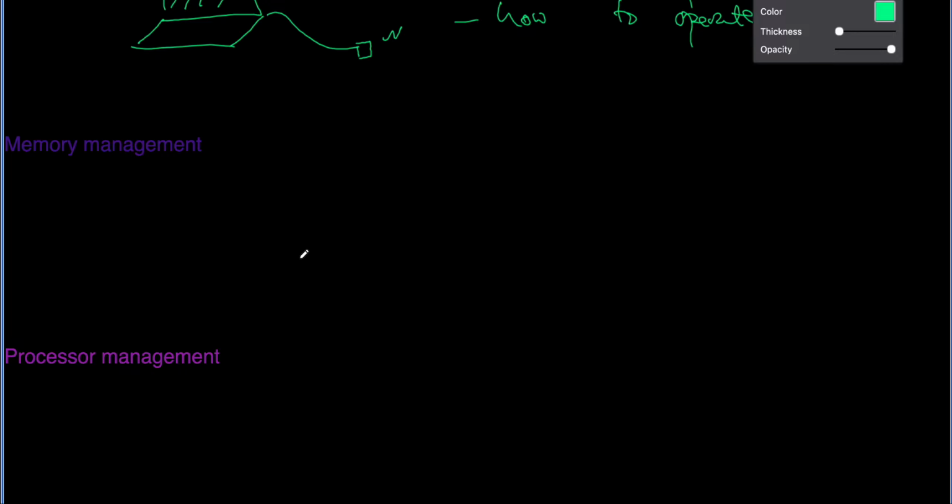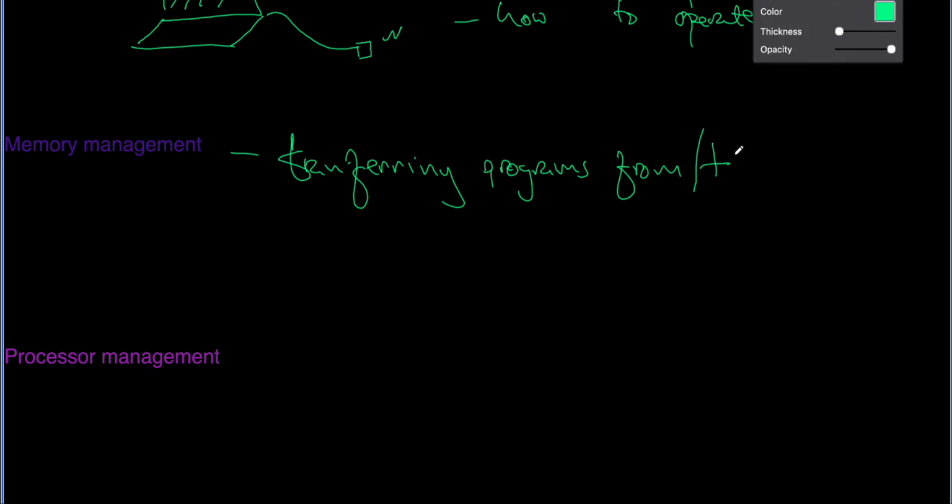You get the point? So we're talking about the part of the operating system responsible for transferring programs to and from memory.